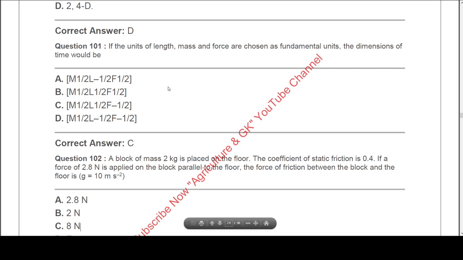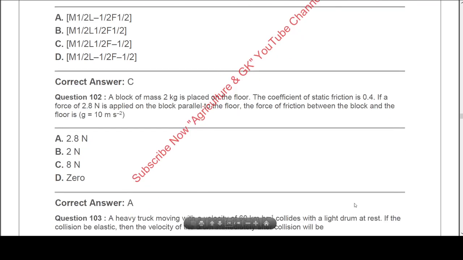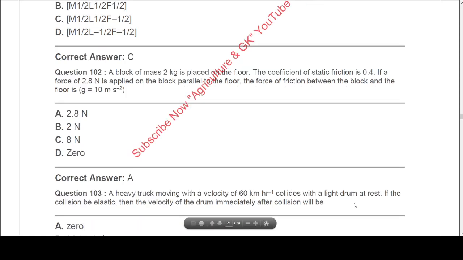If the units of length, mass and force are chosen as fundamental units, the dimensions of time would be option C. Then, a block of mass 2 kg is placed on the floor. The coefficient of static friction is 0.4. If a force of 2.8 Newton is applied on the block parallel to the floor, the force of friction between the block and floor is, the option is 2.8 because it is static friction, so it will be the same.